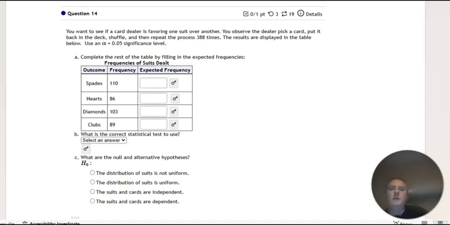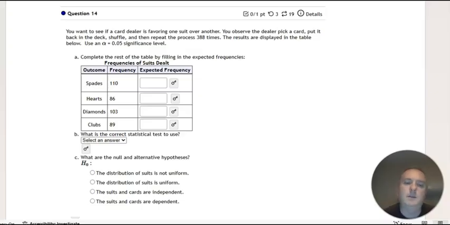So we've got our frequencies 110, 86, 103, 89. So we are just taking a card out of a deck, or the dealer is taking a card.